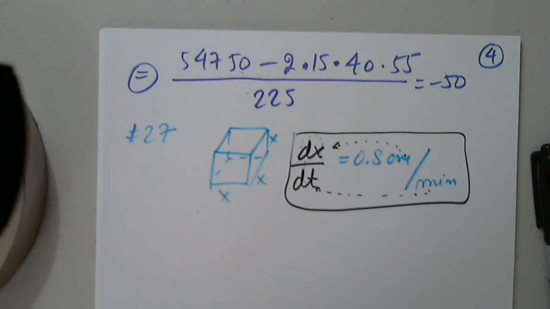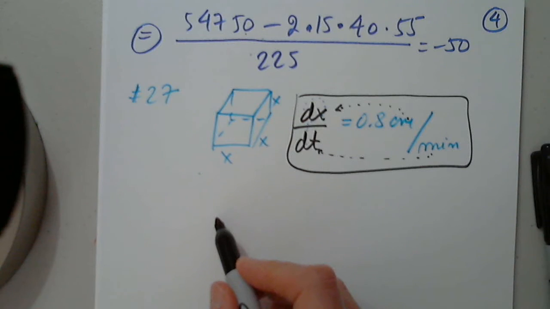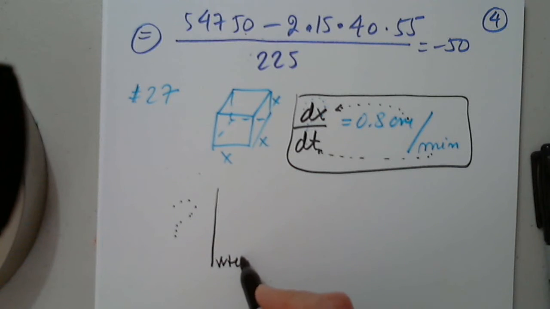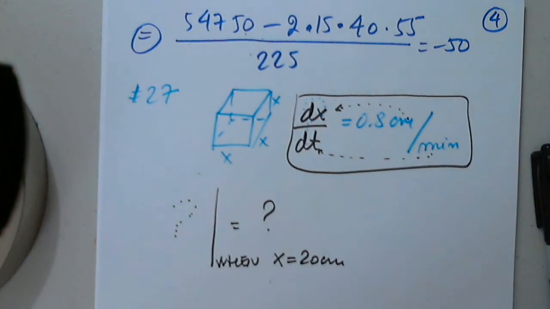Let's read on now. Find the rate at which the volume is changing when, okay, this bar means when, the length of an edge is 20 centimeters. What am I asked to find? Let's read it one more time. Find the rate at which the volume is changing at the moment when the length of an edge is 20 centimeters. So what am I asked to find?